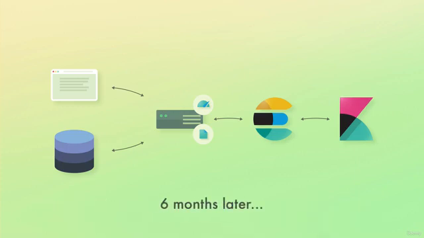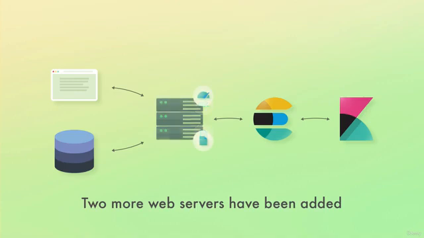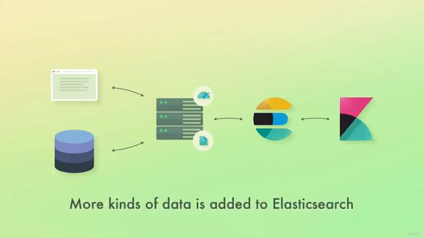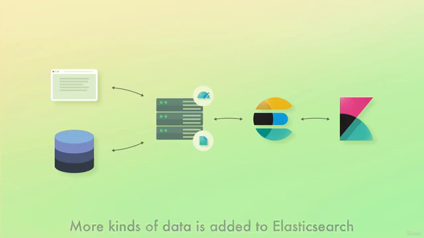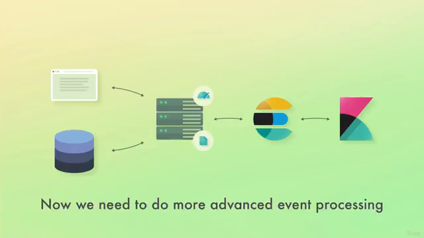Okay, so let's fast forward 6 months. In the meantime, we have added 2 more web servers to handle more traffic, so our architecture now looks like this. We are storing more kinds of data within Elasticsearch, including events. An example could be when a product is added to the cart, because we then want to do some analysis within Kibana. So far, we have been using Elasticsearch's ingest nodes, where we could do very simple data transformation.